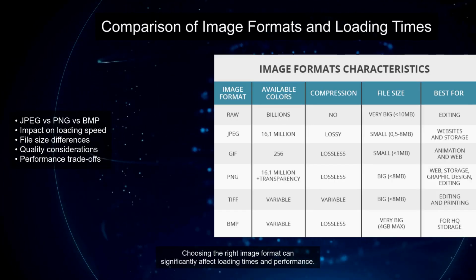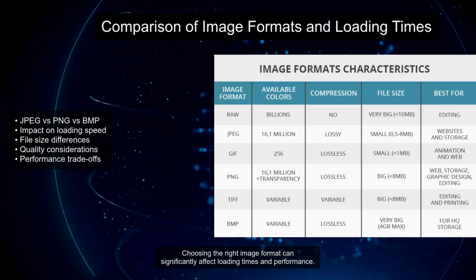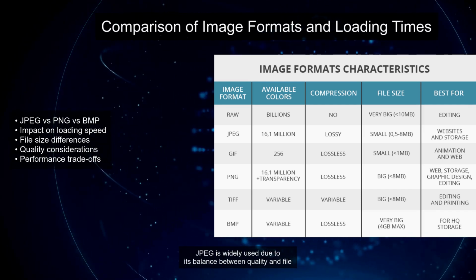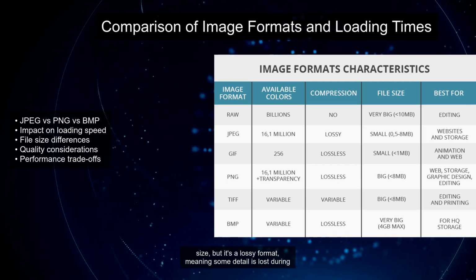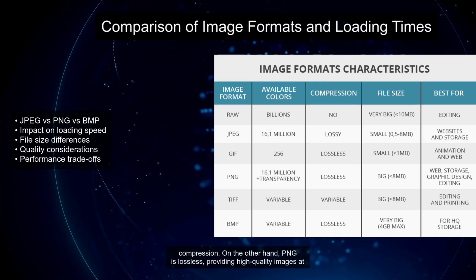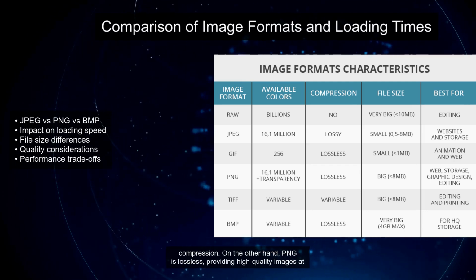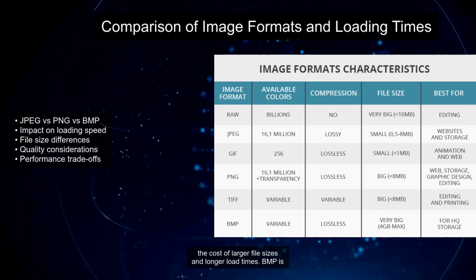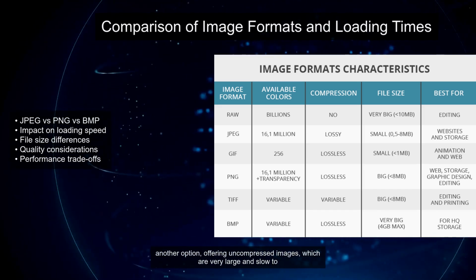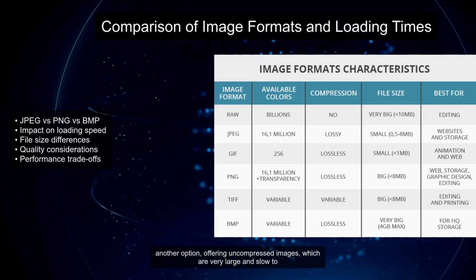Choosing the right image format can significantly affect loading times and performance. JPEG is widely used due to its balance between quality and file size, but it's a lossy format, meaning some detail is lost during compression. On the other hand, PNG is lossless, providing high-quality images at the cost of larger file sizes and longer load times. BMP is another option, offering uncompressed images, which are very large and slow to load.